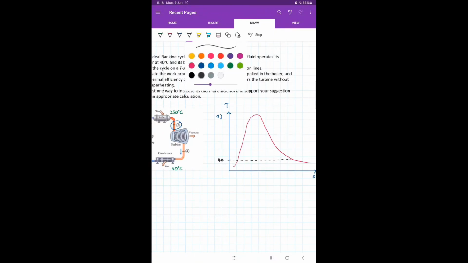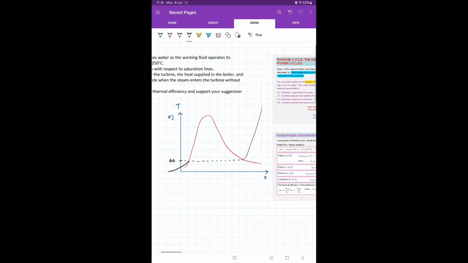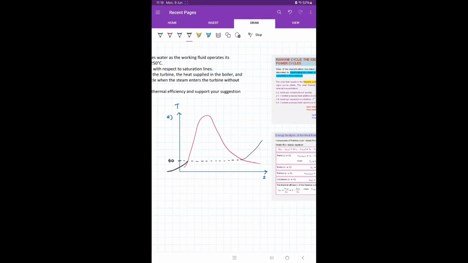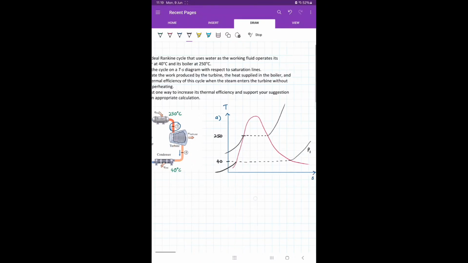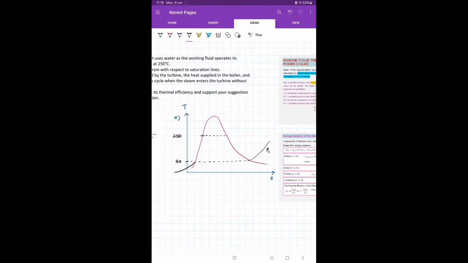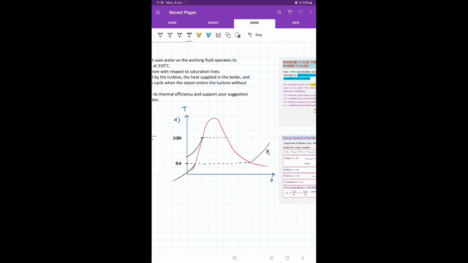This line can represent our pressure. Let's say this is P1, the pressure at which your condenser operates, and then the other temperature is at 250 degrees Celsius. Then I can have another pressure line here. This one is steeper, and this one is like that. So this is my P2.